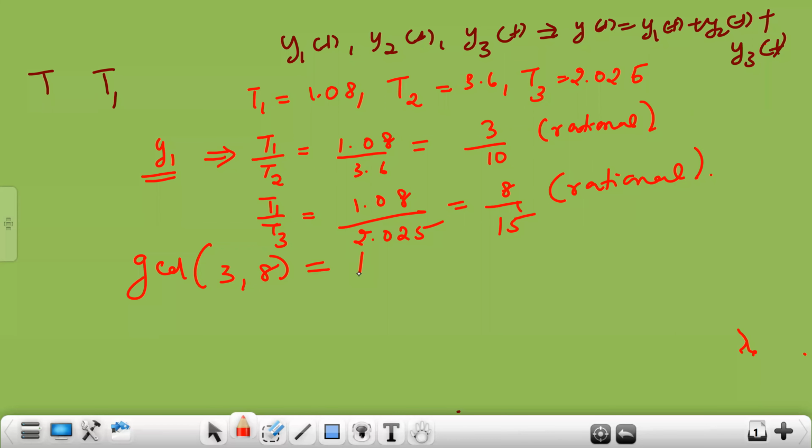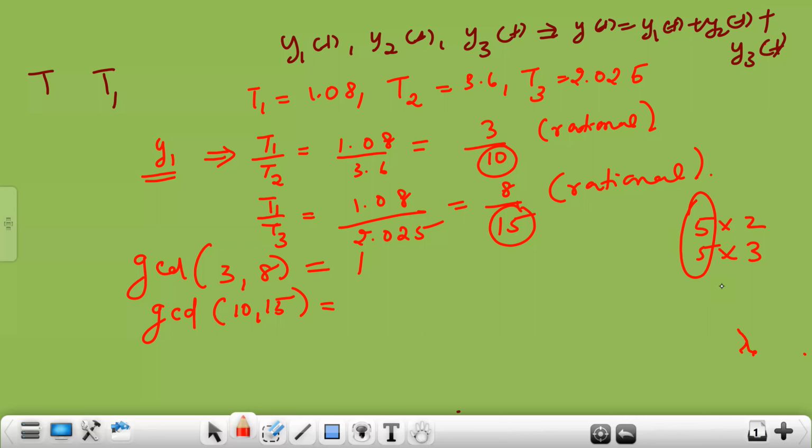Now we will go to the denominators. What are the denominators in the two fractions? The denominators in the two fractions are 10 and 15. So next we are going to find the greatest common divisor of 10 and 15. 10 is 5 into 2, 15 is 5 into 3. So the greatest common factor here is 5. So the GCD of 10 and 15 will be 5. Clear?